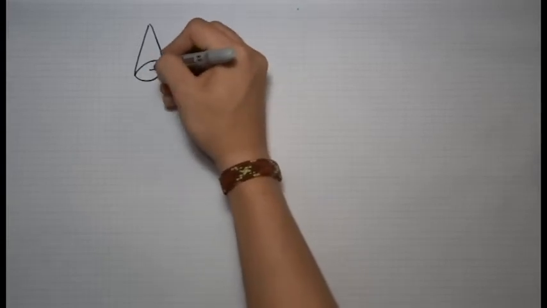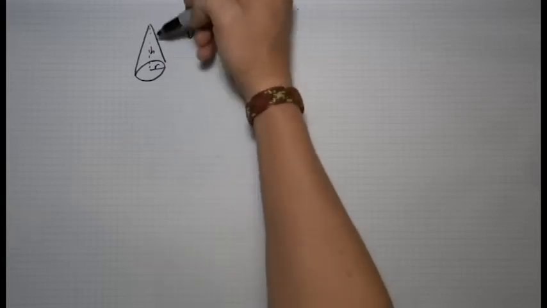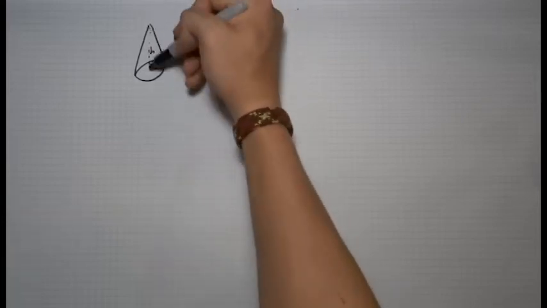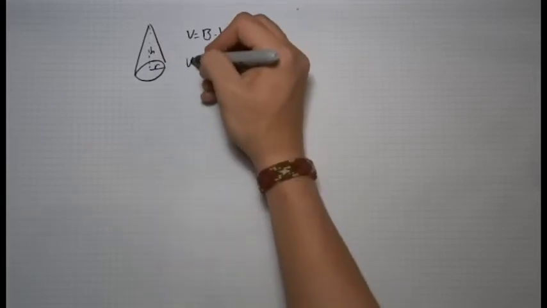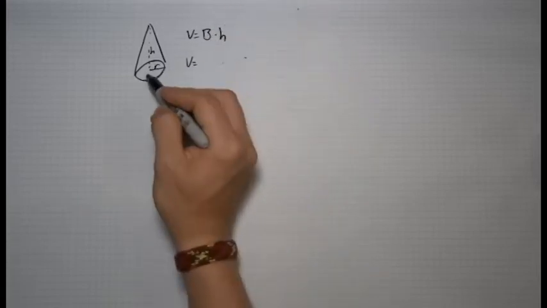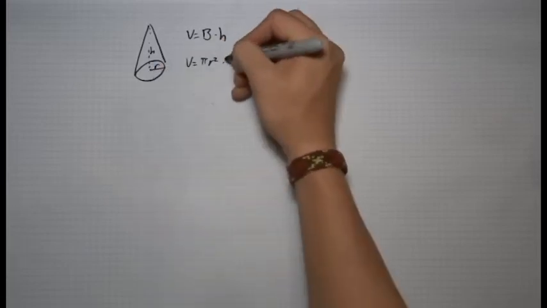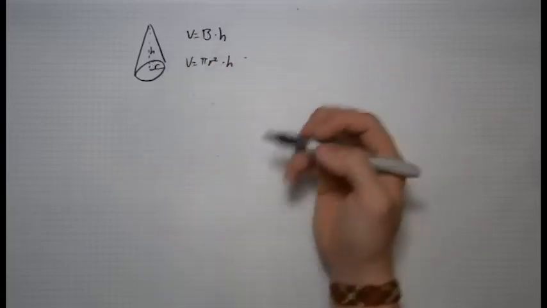So here we have the radius of our cone and the height right down the middle. And this is not the same as the slant height. The height has to be right down the middle. All right, so let's plug in what we know. The area of the base, the area of this circle, is going to be pi r squared, because our radius is r, times the height, which is h.